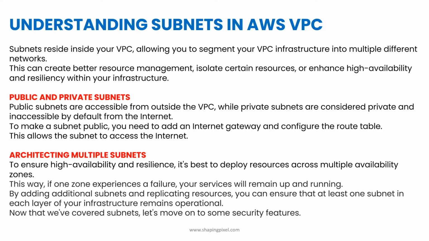To ensure high availability and resilience, it's best to deploy resources across multiple availability zones. This way, if one zone experiences a failure, your services will remain up and running. By adding additional subnets and replicating resources, you can ensure that at least one subnet in each layer of your infrastructure remains operational. Now that we have covered subnets, let's move on to some security features.